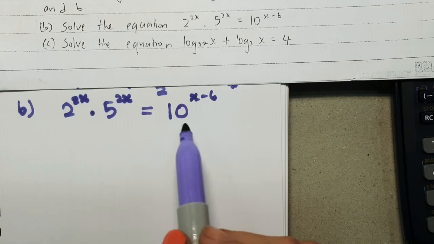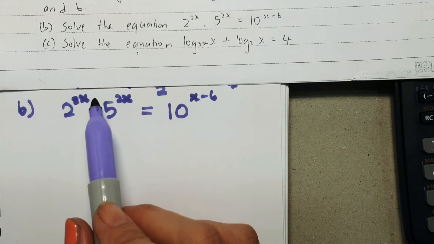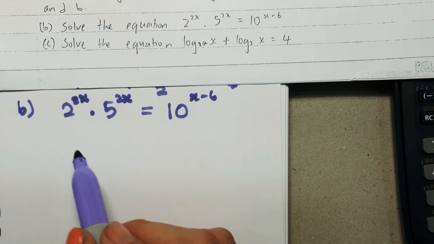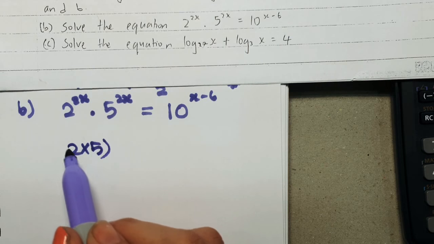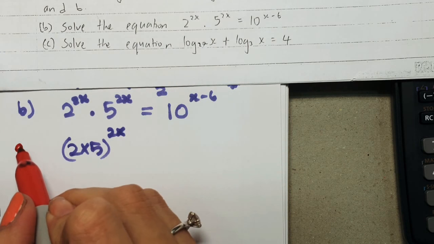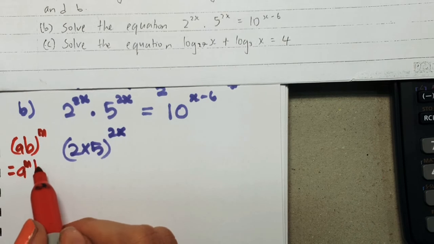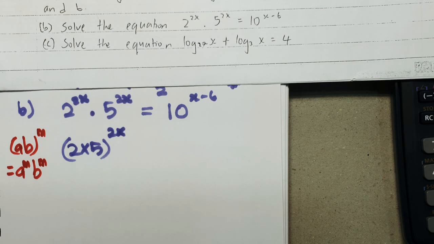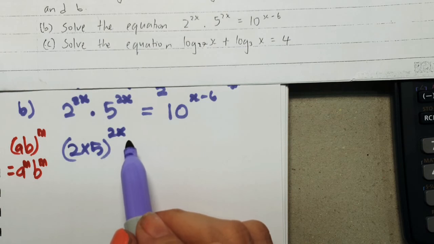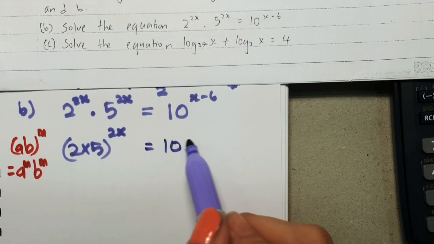Now, first of all, let's check, do they have the same base or same index? You look at this one, they have the same index. That means I can combine the base if they have the same index, because ab raised to the power of m is the same as a to the power of m times b to the power of m, and vice versa. Since they have the same index, we can factorize the index out, write it one time, and the base we just multiply them. So over here we will have 10 to the power of x minus 6.